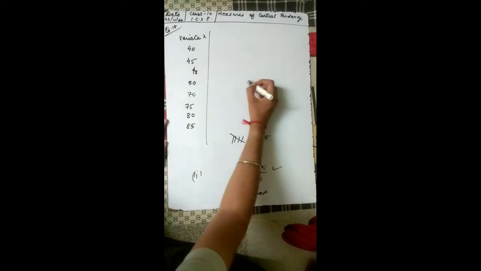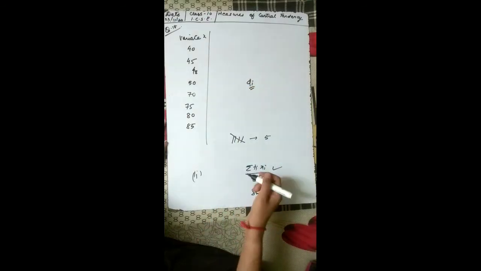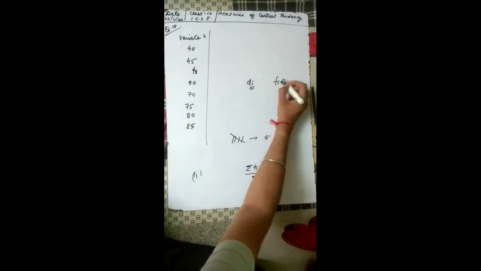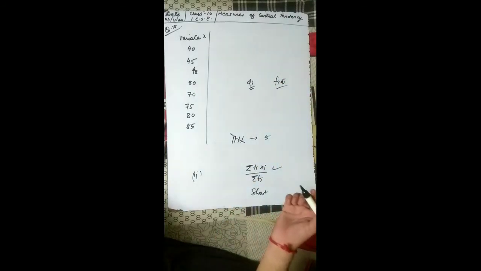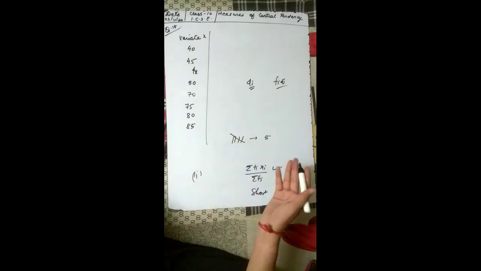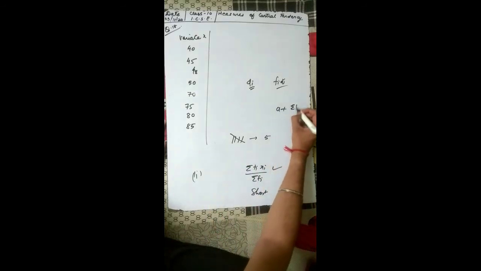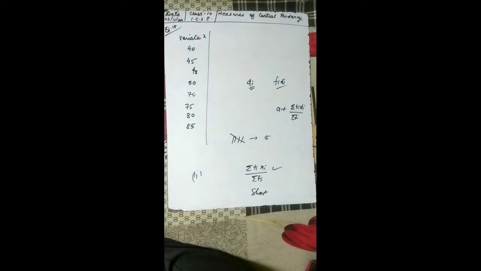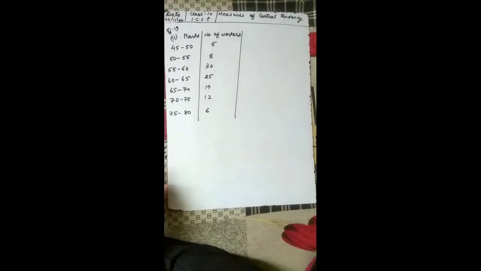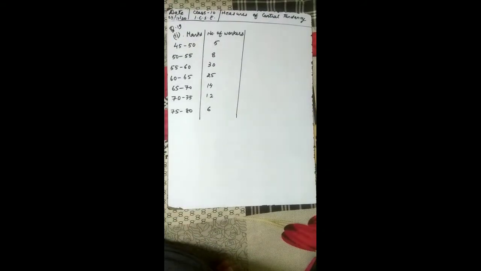And then we found one di column, and with the help of this di we found fidi, and with the help of the formula, that is A plus summation of fidi upon summation of fi, just try to find the mean. Okay, so do this question. Let us come to the 19th one now. So I'm doing 19th B1.